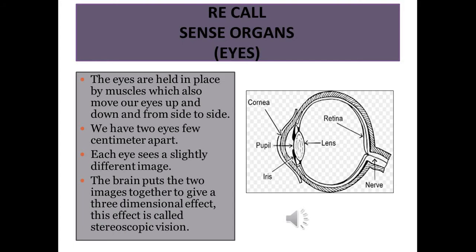The eyes are held in place by muscles which also move our eyes up and down and from side to side. We have two eyes a few centimeters apart. Each eye sees a slightly different image. The brain puts the two images together to give a three-dimensional effect. This effect is called stereoscopic vision.